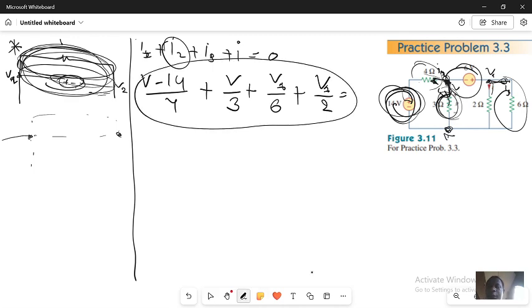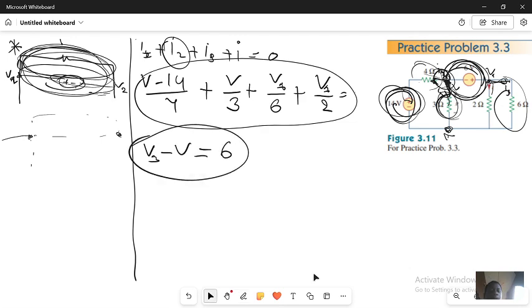Now, if I already formed one equation, I have to find the second equation. I will come to the supernode, to this source. I can start from the positive one. I will have V1 minus this potential V equal to 6. That is the second equation. You solve these two equations, you get the value of V and the value of V1, and then you find the value of this V. This is another example. I hope everyone understands. Next, we'll discuss mesh analysis. Thank you.